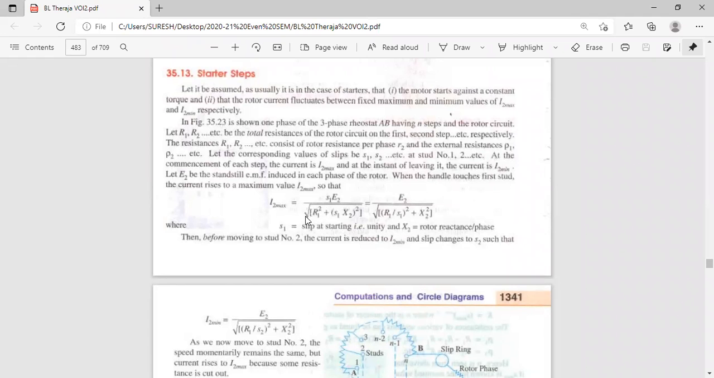What is ZR? ZR is the square root of R square plus SX2 whole square. Otherwise, ZR is equal to the square root of R2 square plus SX2 whole square. Any doubt in this equation? Current is equal to voltage by impedance.